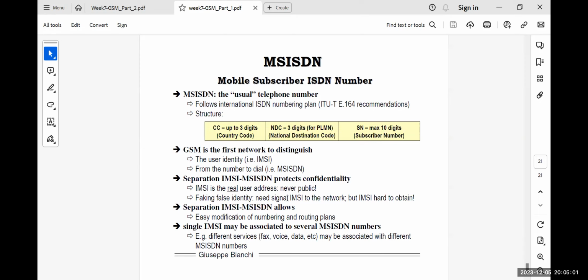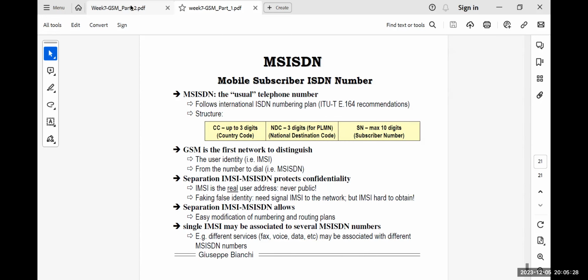Faking a false identity needs signaling the IMSI to the network, but the IMSI is hard to obtain. The separation between these two numbers allows easy modification of numbering and routing plans as well. So an IMSI may be associated with several MSISDN numbers. So you can say that the IMSI is not a unique number to any SIM card, right?